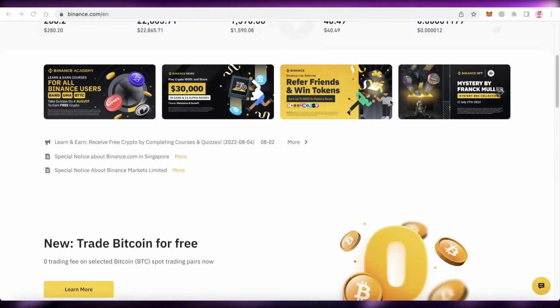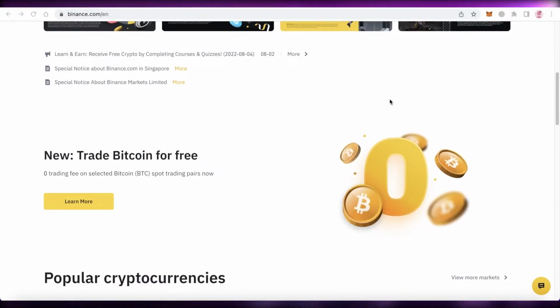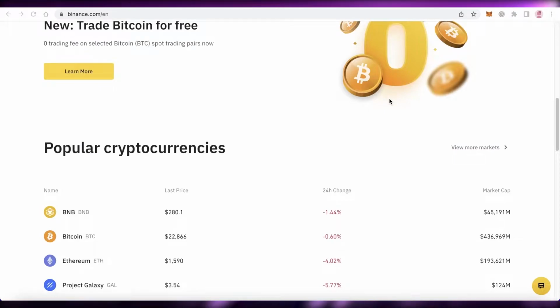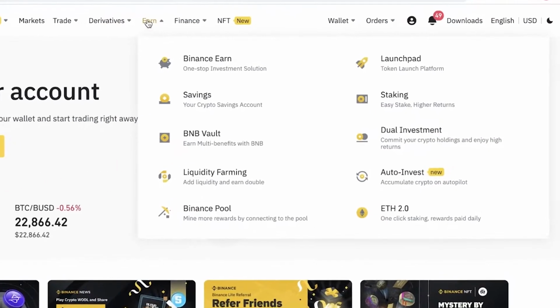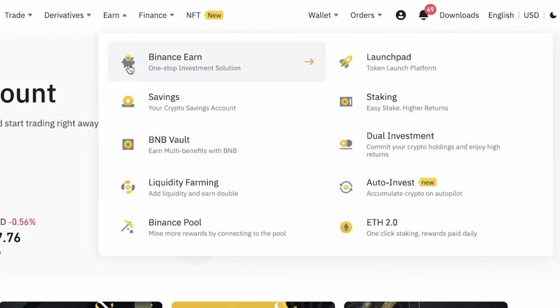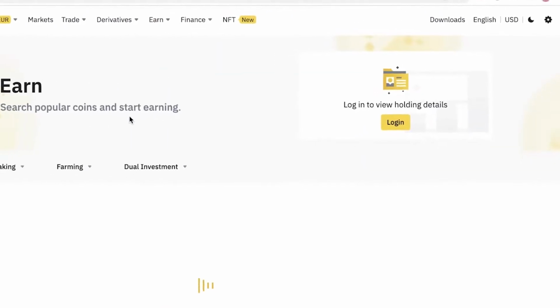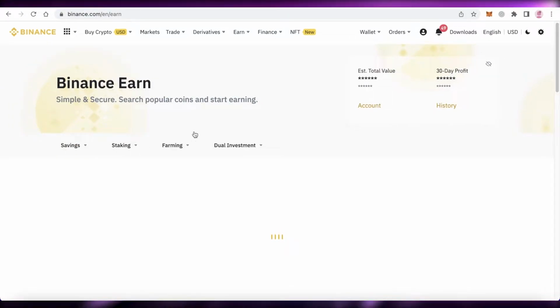Today we will be taking a look at Binance Earn and how to get started with Binance Earn. So let's get into it. Now, there are two basic functions in the Earn section of Binance. You have basic Binance Earning, where you have things like savings, staking, farming, and dual investment.